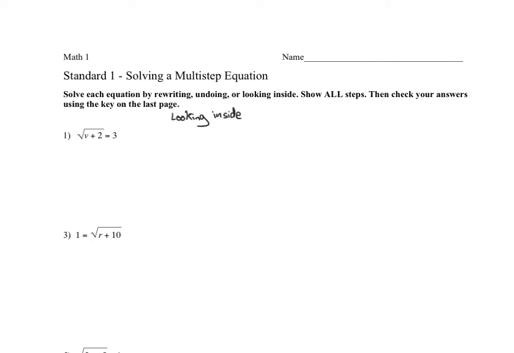So for looking inside, I see that the square root of some number is 3. So what number has a square root of 3? Another way to think about this is 3 times itself equals what? Because that's what makes 3 the square root of this number. So the number that has a square root of 3 is 9, which means inside this root symbol must be a 9.